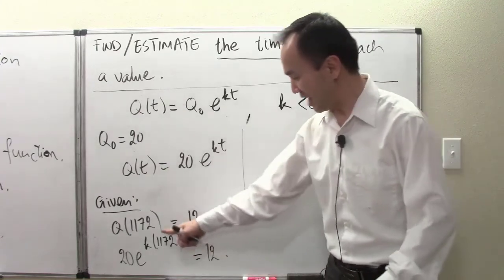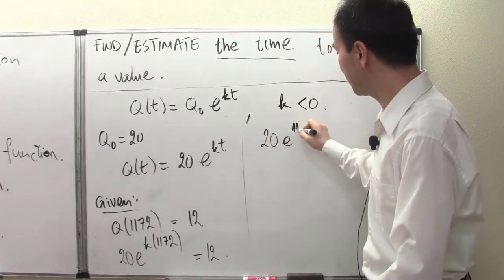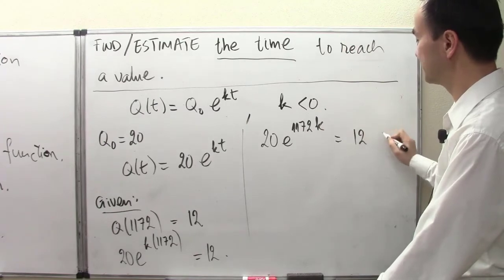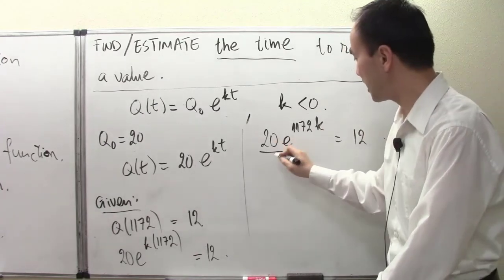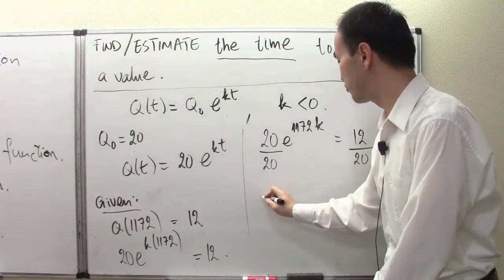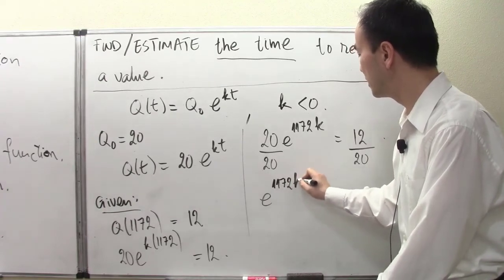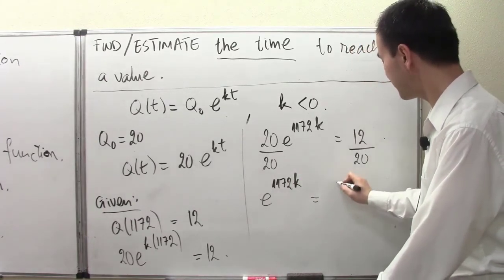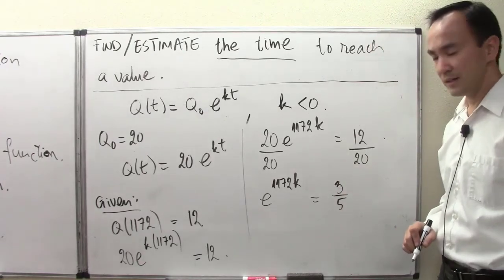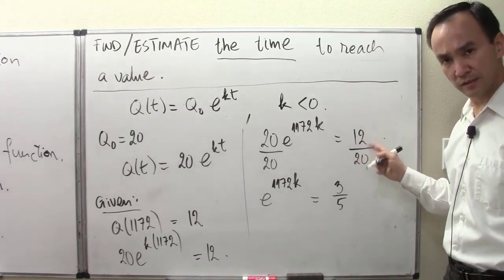Okay, so now with this, I can rewrite it as 20 e to the 1172k equal to 12. And now I can divide both sides of this equation by 20. That will reduce my equation to e to the 1172k equal to 3/5, because 12 over 20 reduces to 3/5.